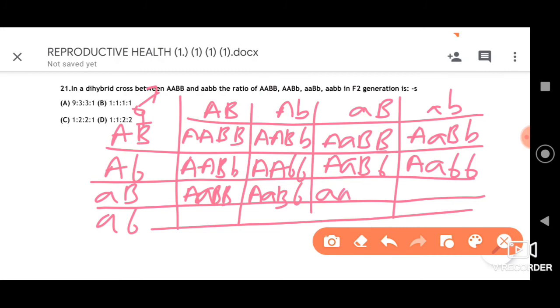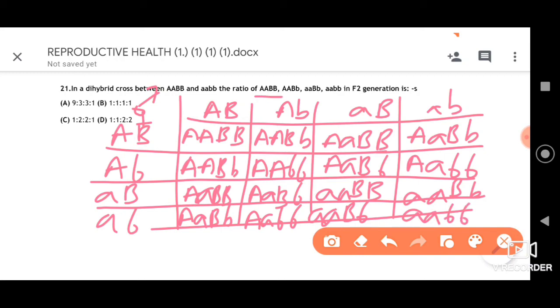Small a, capital B, capital B. Here small a, capital B, small b. Alright, here it would be capital A, small a, capital B, small b, and later capital A, small b, small b, then small a, capital B, small b, small a, small b, small b. Alright, so this is what the dihybrid ratio is.